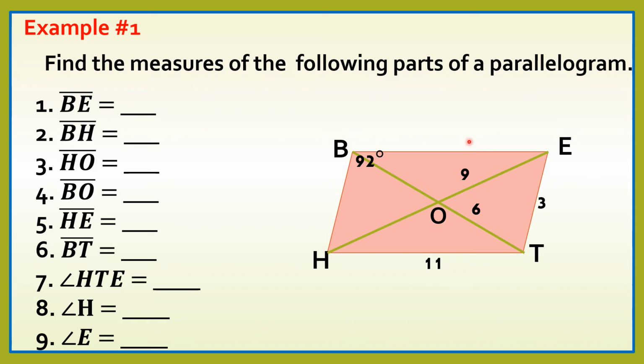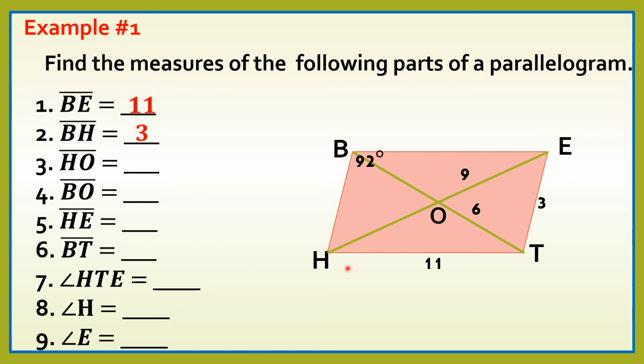So, ito si segment BE. Opposite of this is segment HT. So, kung ang HT natin ay 11, what is the measure of segment BE? Answer, 11. Because they are opposite sides. Opposite sides of a parallelogram are congruent. Next is segment BH. So, ito si segment BH. Opposite of this is segment ET. And the measure of segment ET is 3. BH and ET are opposite sides. Therefore, BH is 3 because opposite sides of a parallelogram are congruent.